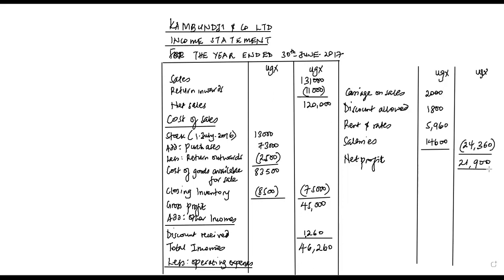That is our net profit for the period. So this business, or this company as they are calling it, made a profit of 21,900 during the period. So this is our net profit figure for the period. So let us see how we can now come up with a statement of financial position, or what we call the balance sheet.